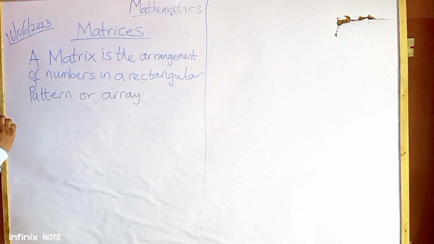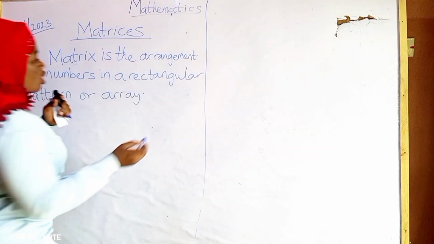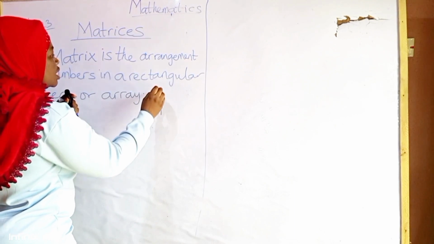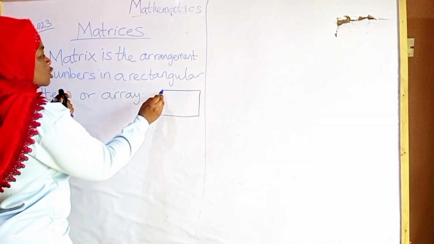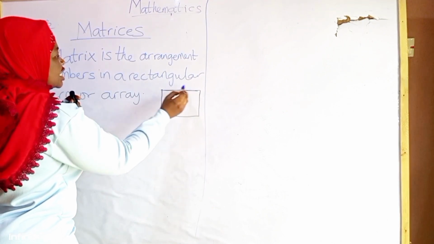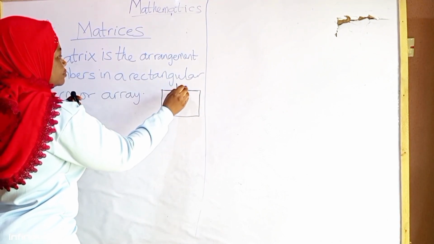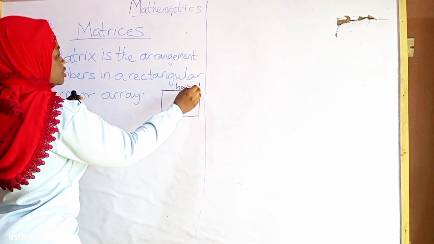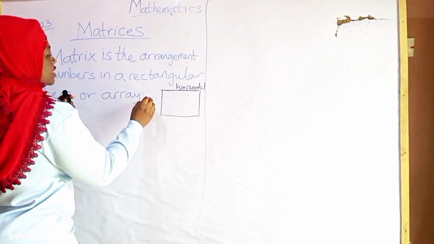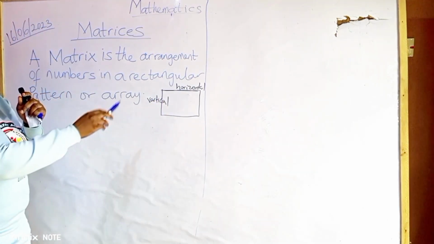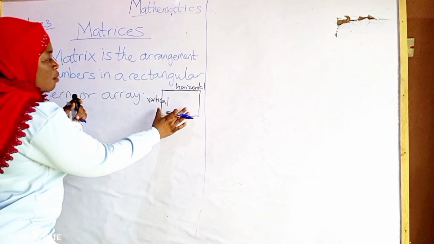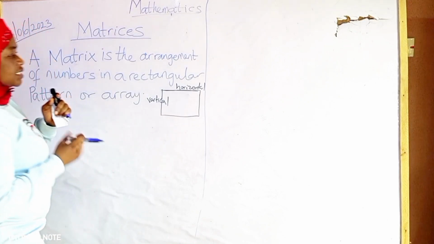So what I'm saying in essence is that you are all familiar with a rectangle. A rectangle has length and breadth. This length is the horizontal line, and here is the vertical line. So we want to arrange numbers that will be in the form of this rectangular pattern.